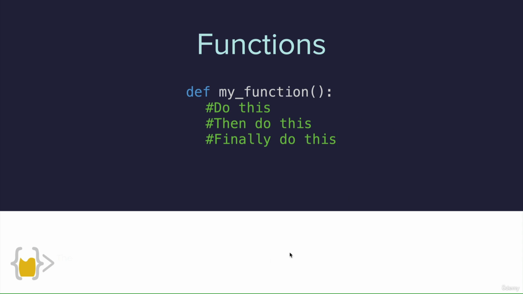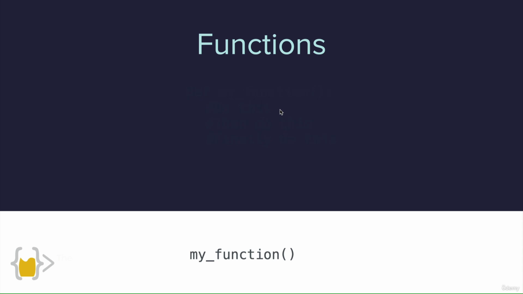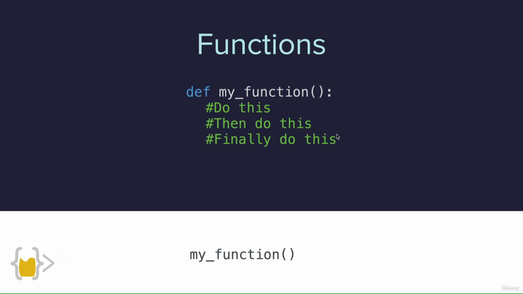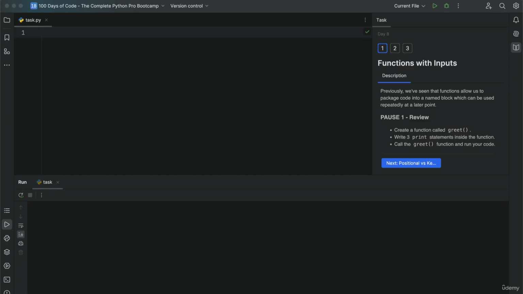all we have to do at any point later on in our code is just to call the function by typing its name and then a set of parentheses. And when this line of code is run, it's going to search for where this function is defined, which is up here, and then it's going to execute all the lines of code that are contained within it.